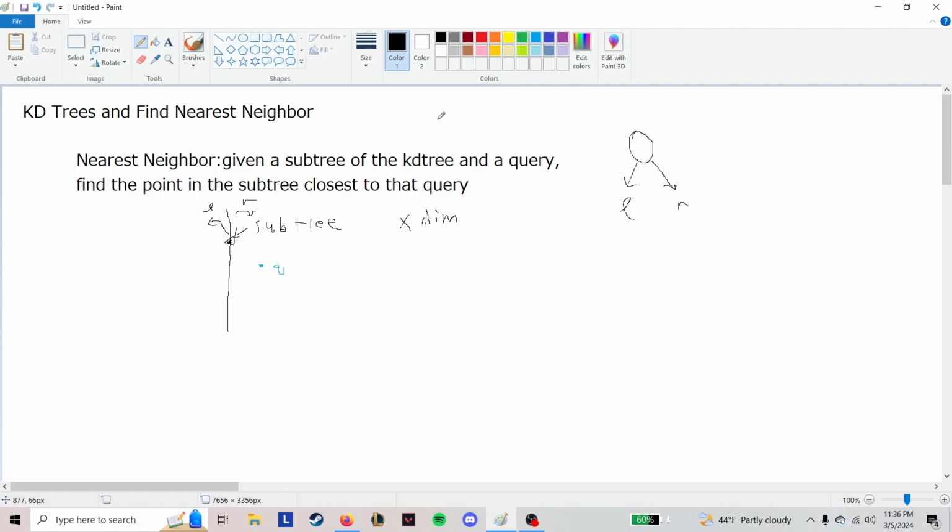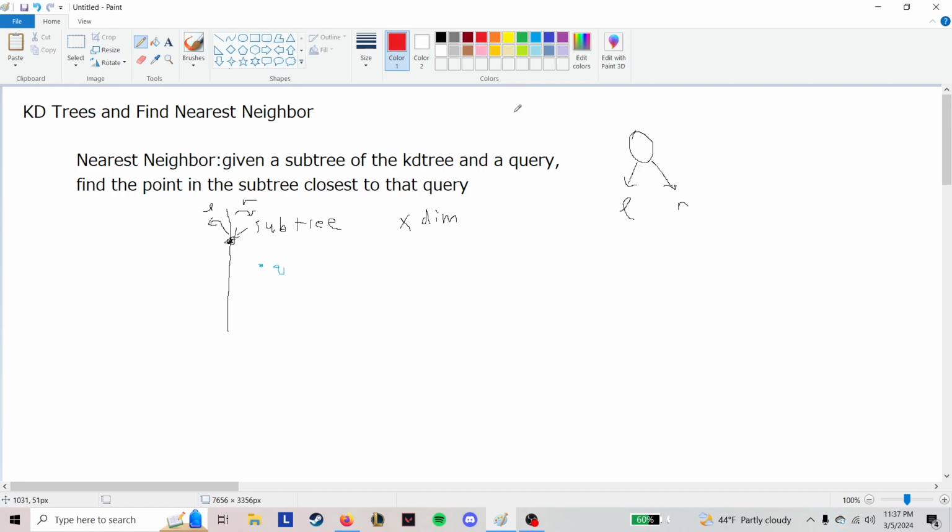Okay, so first I have to decide, given the subtree, which side of the subtree should I look on to find the point closest to that query? And this is a pretty simple decision to make. Because the query point is on the right side of this line, we probably want to look on the right half of the subtree, because there's a higher chance that there's a point close to the query because it's on this side of the border. So we're going to recurse in this case on the right subtree.